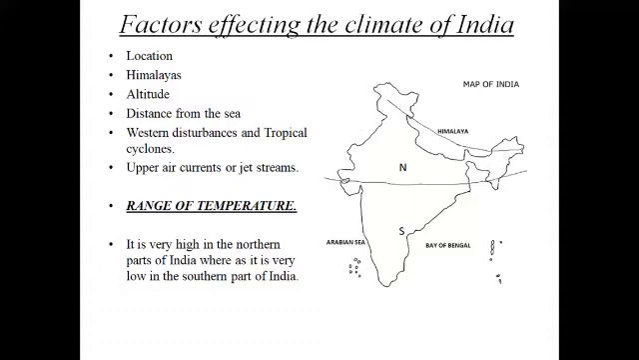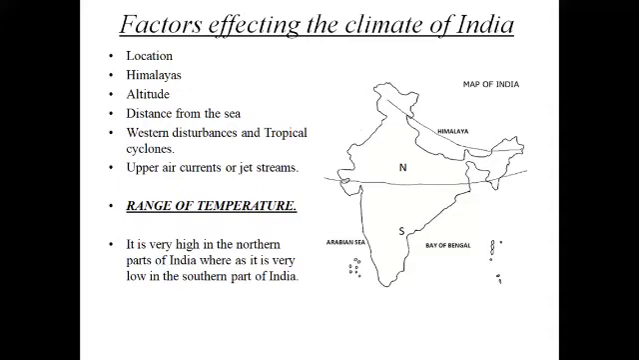Next, distance from the sea. The places which are situated very far from the sea, or the places which are situated in the interior, like in case of India, the places like Delhi, Uttar Pradesh, Punjab, Haryana, Madhya Pradesh, they are located very far from the sea and they have continental type of climate.